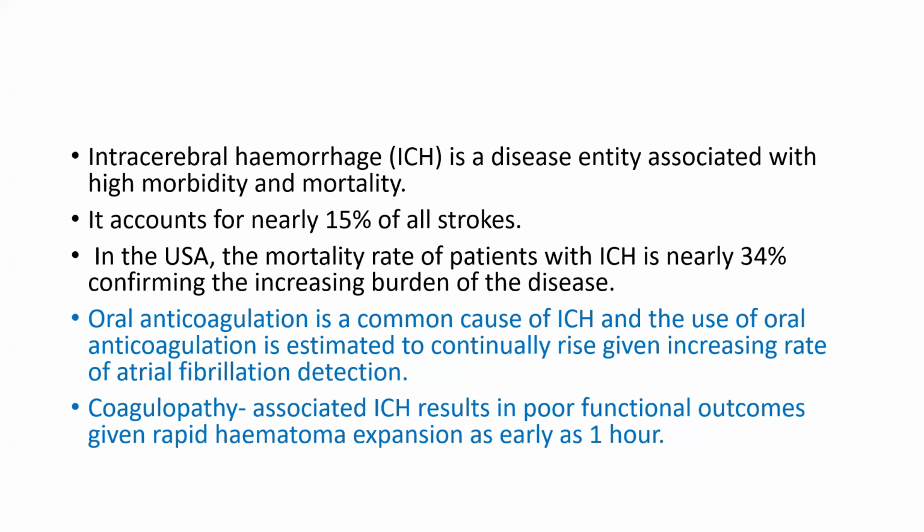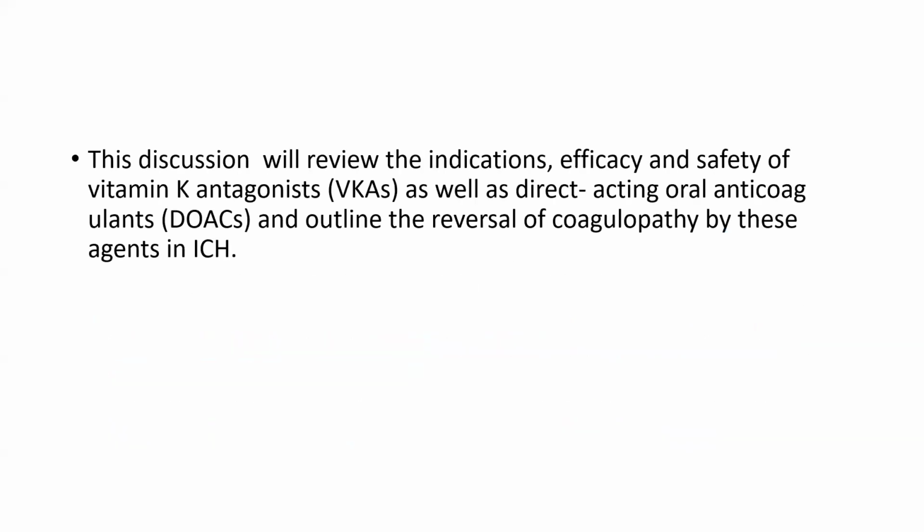Oral anticoagulation is a common cause of ICH, and its use is estimated to continually rise given the increasing rate of atrial fibrillation detection. Coagulopathy associated with ICH results in poor functional outcome, given the rapid hematoma expansion as early as 1 hour. So this discussion will review the medical indications, efficacy, and safety of vitamin K antagonists as well as direct oral anticoagulants, and outline the reversal of coagulopathy by these agents.